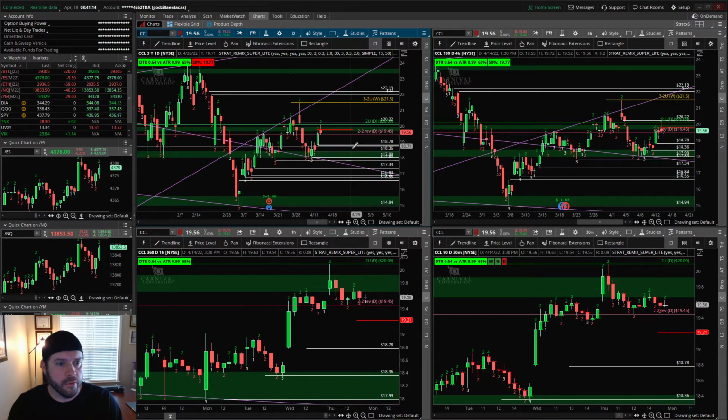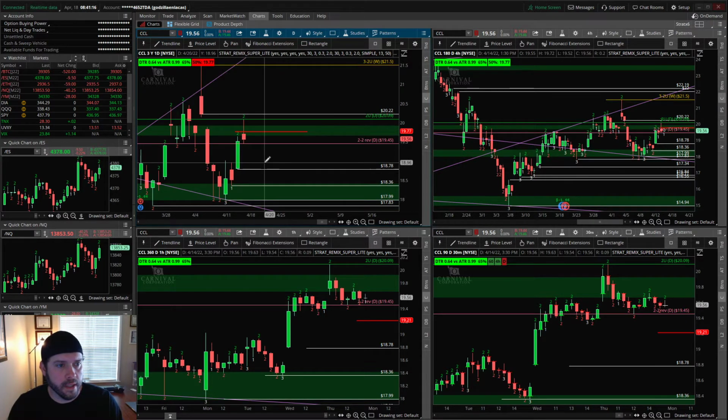So the first thing on my list is CCL. I like CCL because it is a 2-up, a failed 2-up, and it is a shooter candle. So what we're going to do is be looking for an entry on the 2-2 reversal. So below here, the $19.45 area, and then we have a move all the way down to $18.78. So that would be our price target. That is the first thing that we're going to be looking at.